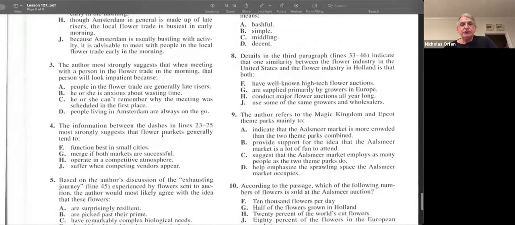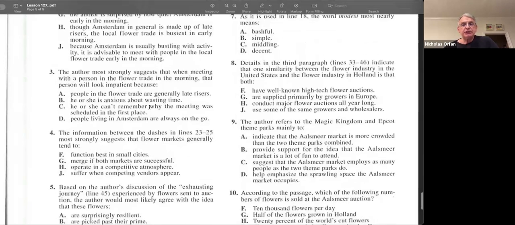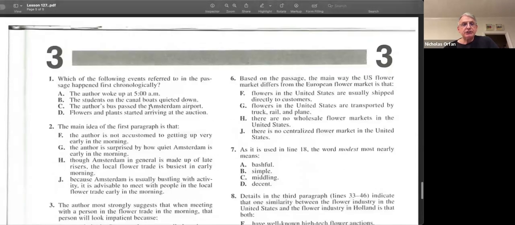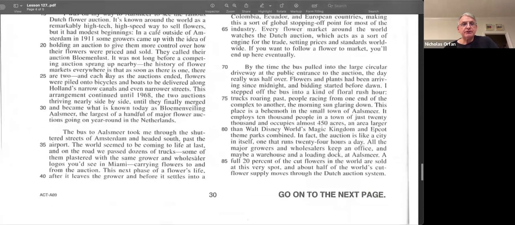The information between the dashes in line 23 through 25 most strongly suggests that flower markets generally tend to, okay, the information between the dashes, 23 to 25, let's take a look. It was not long before a competing auction sprang up nearby. Dash. The history of flower markets everywhere is that as soon as there is one, comma, there are two, dash. So they always compete, right?